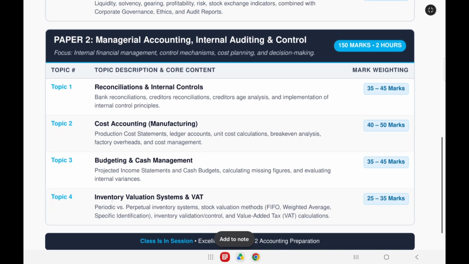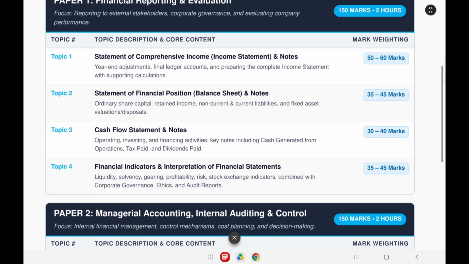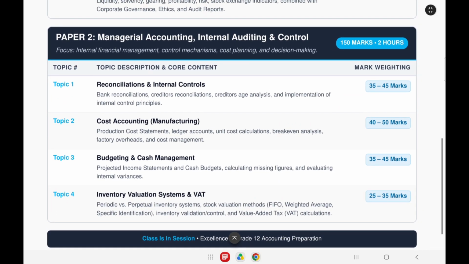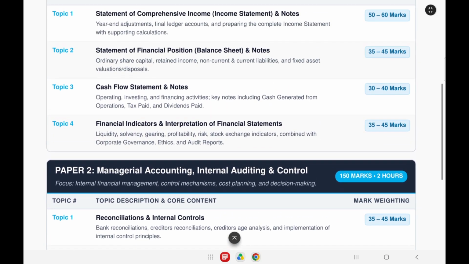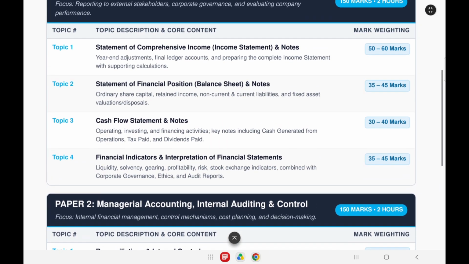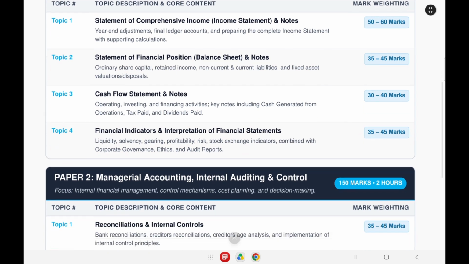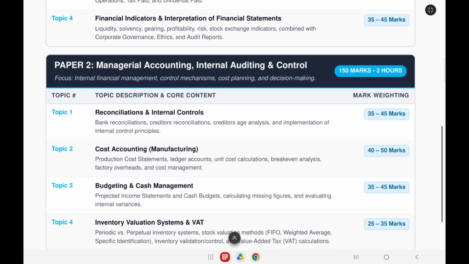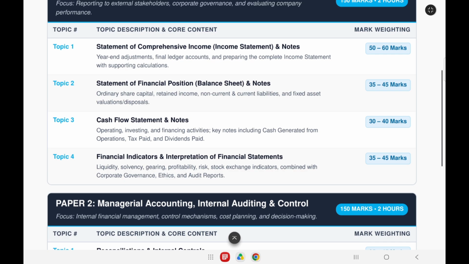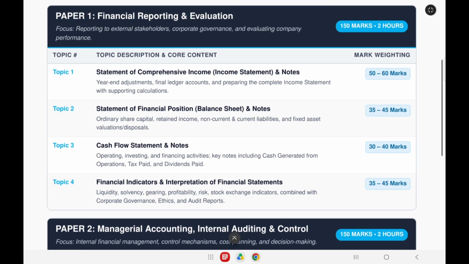So inventory, budgeting, cost accounting, financial indicators and interpretation of financial statements, income statement, balance sheet, and then we can go to reconciliations and internal controls, and lastly we could do the cash flow statement as well as the notes. It'll just depend on the order.